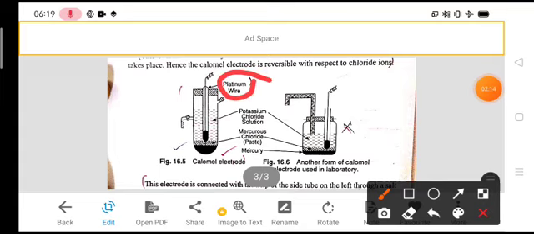This is the platinum wire which is sealed in a inner glass tube, and these are the side tubes. This is the outer glass tube. This is the connectivity for the circuit, to complete the circuit. Here this is the potassium chloride solution. This is the mercurous chloride paste, that means solid mercurous chloride, and at the bottom it consists of pure mercury.